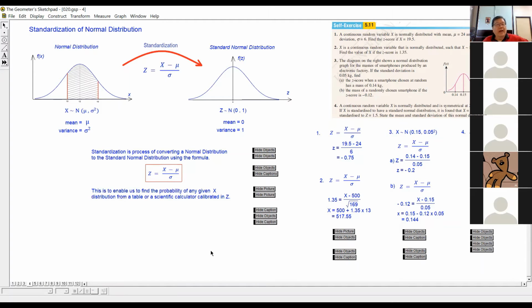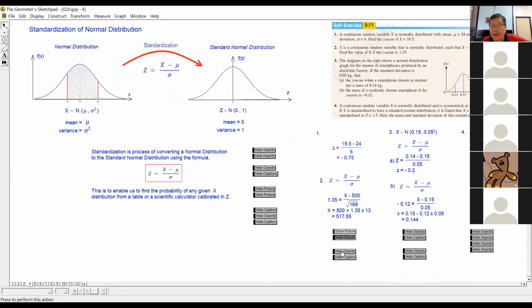So why convert? Because it enables us to find the probability of the x distribution from a table or a scientific calculator calibrated in Z. Our scientific calculator is calibrated in Z. So we have to convert to Z to find the probability. Any questions so far?